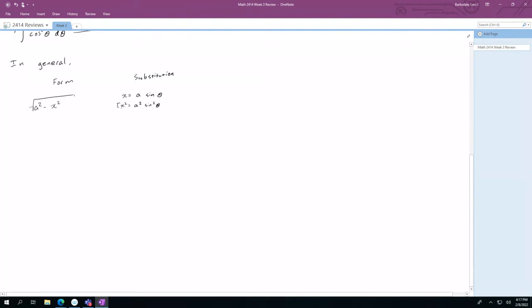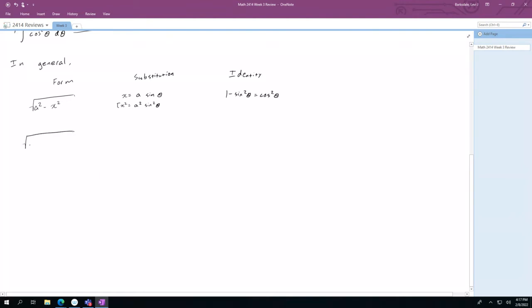I usually like to do this one first, because then it's really clear what my a squared should be. But that's the substitution we make when we see something in this form. And then the identity we'll use is going to be 1 minus sine squared theta is equal to cosine squared theta.